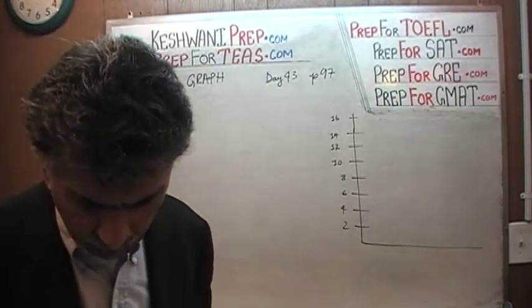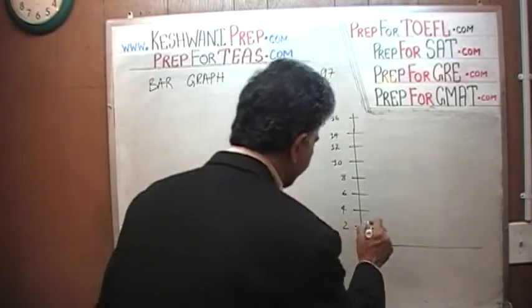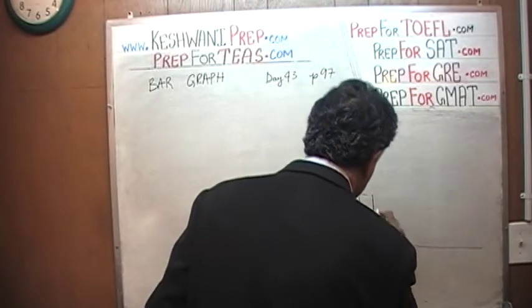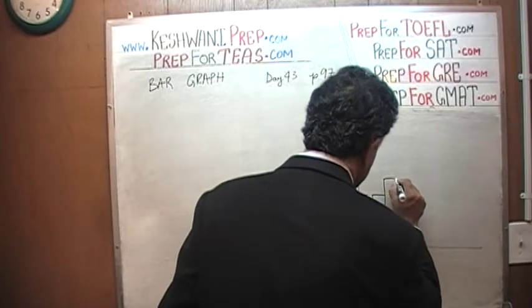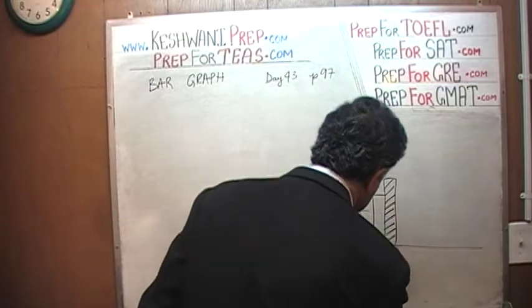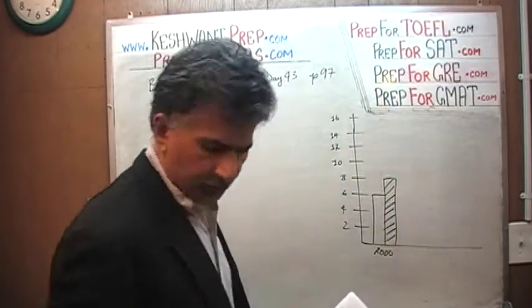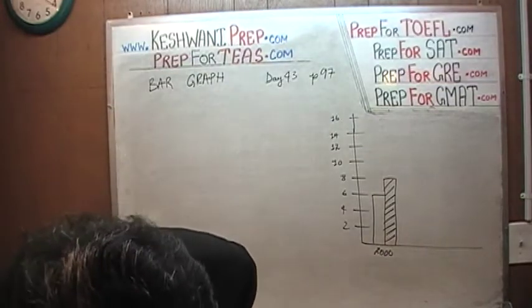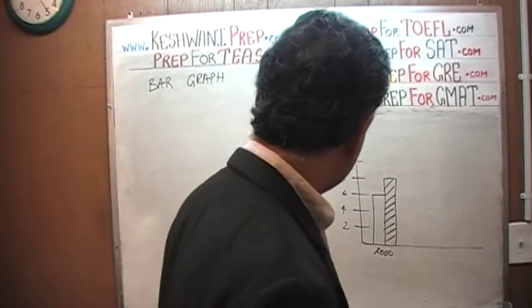In year 2000, we are told that we have two observations here for A and B, 6 and 8. This year 2000. In 2001, we have observations of, looks like, 10 and 16.